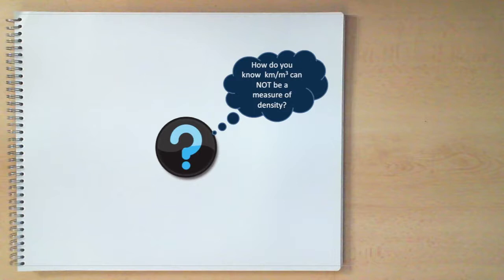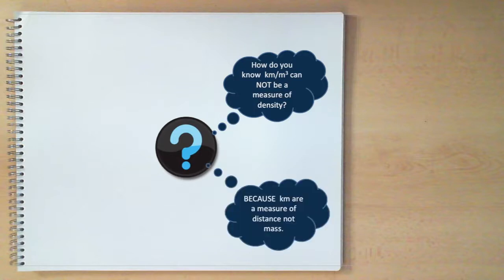Think back to the video on density itself. Density was a mass per volume. First of all, in this measurement here, kilometers per meter cubed, there is no mass. There is just a measurement of length, which is kilometers, and a volume, which is meters cubed. So we know this isn't a measurement of density because there's no measurement of mass and there is a measurement of length.